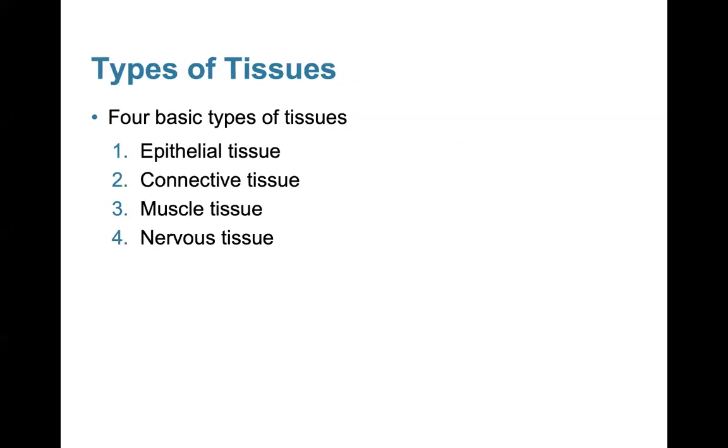So there are four basic types of tissues. Epithelial tissue, connective tissue, which is the largest and most abundant throughout the body, muscle tissue, there's three types of muscles, and nervous tissue. And we're going to talk about all four of these in a second. And again, this will be the first recording of probably a few.